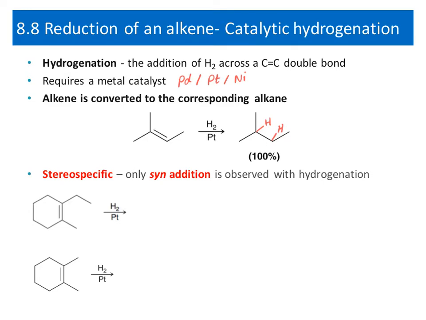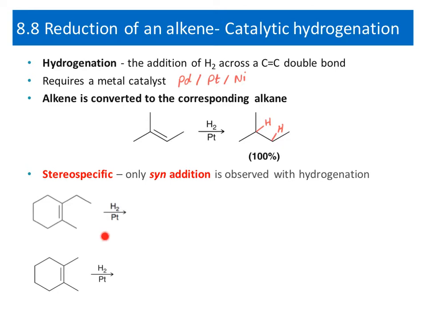Now, regarding the stereochemistry of the hydrogenation reaction, as I mentioned, each hydrogen will be added across the double bond, and they both will be added from the same side. Therefore, syn addition is seen. And if you are forming a chirality center in the product, you need to think about stereochemistry and show the stereochemistry. So in this example, none of these carbons is a chirality center. Therefore, we don't need to show the stereochemistry.